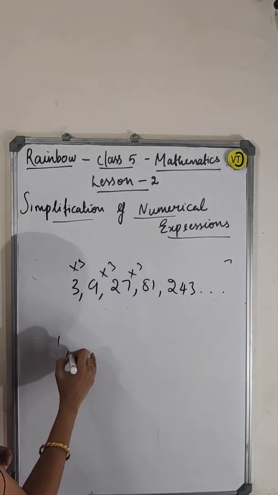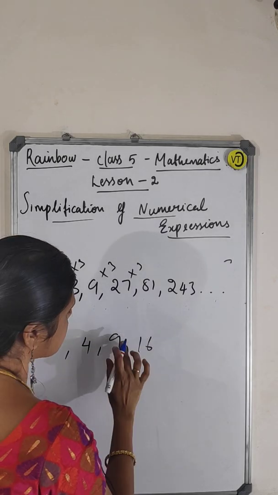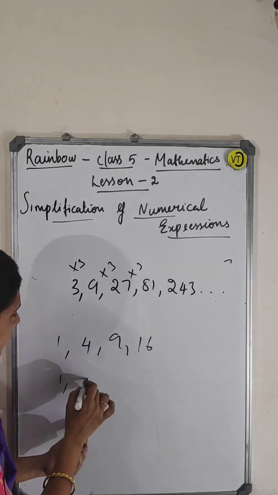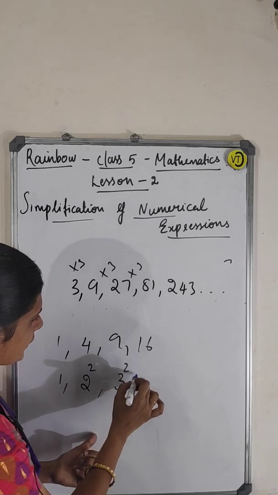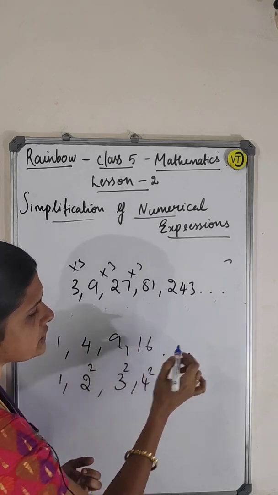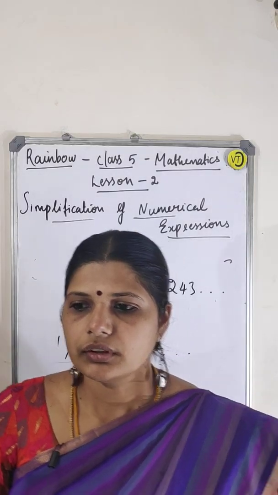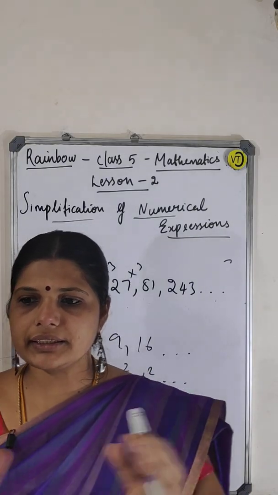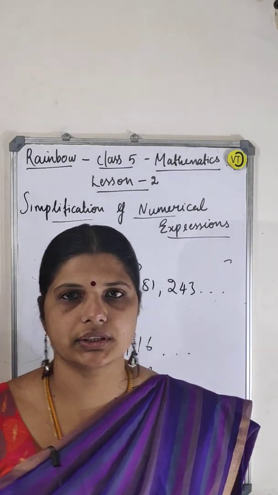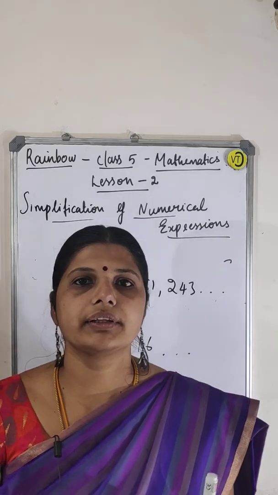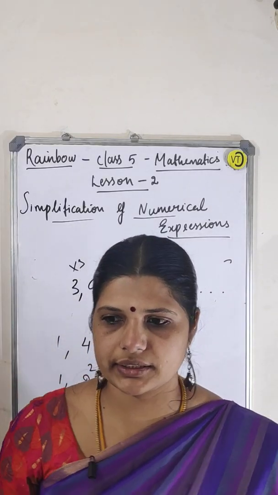And one more. 1, 4, 9, 16. This way it is 1 square, 2 square, 3 square, 4 square. That is also a pattern. Okay. So thus a pattern is a series that follows a set of rules. Some rules they will follow. That we can call a pattern.